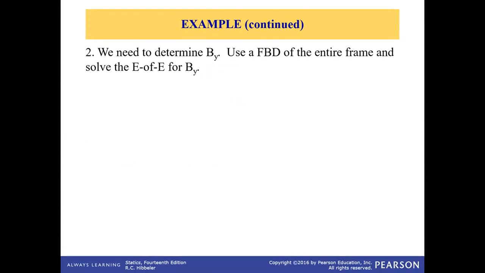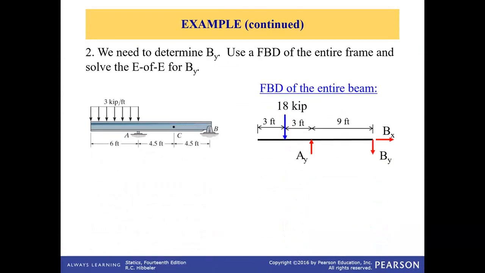So we need to determine support reaction By. So we can use a free body diagram for the entire frame and solve for equations of equilibrium. So this load is reduced to a point load of 18 kilopound passing through the middle of this rectangle, which is 3 foot from A as well as from the end. Now there is a vertical support reaction at A, and there are two support reactions Bx and By at B.